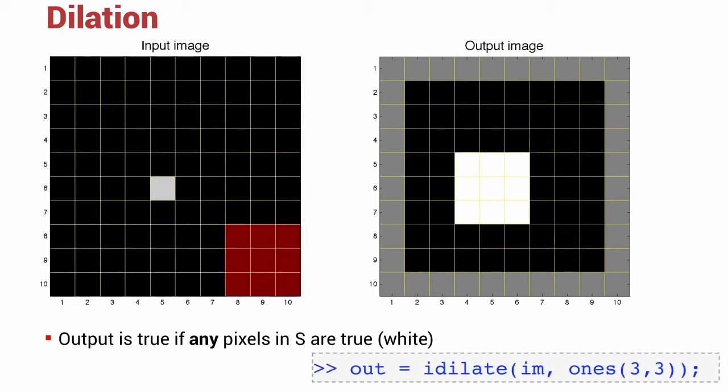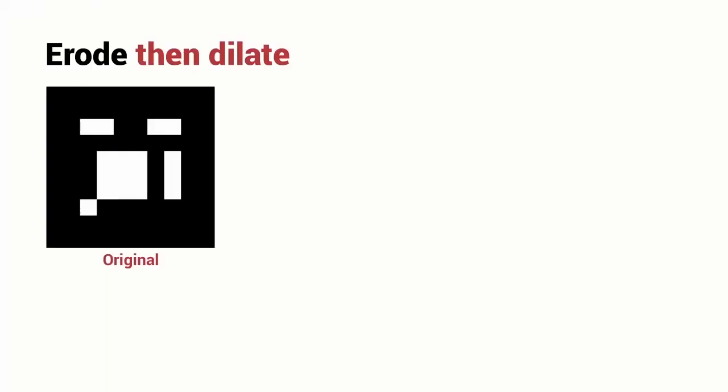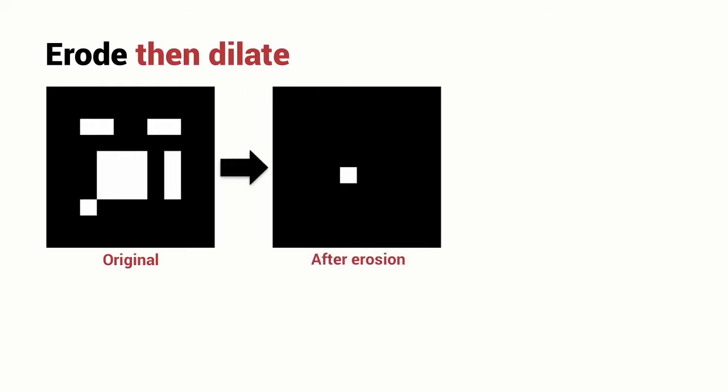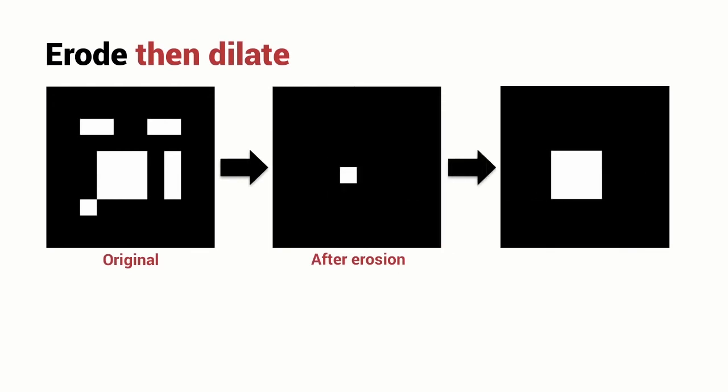This dilation function can be computed using the toolbox function iDilate. The first argument is the input image, and the second argument is the structuring element. So this was the original image that we had, and we eroded it to a single pixel. And then we dilated it so that the single pixel became a block of 3x3 pixels. So you can see what's happened here.